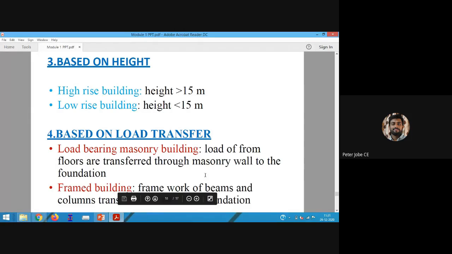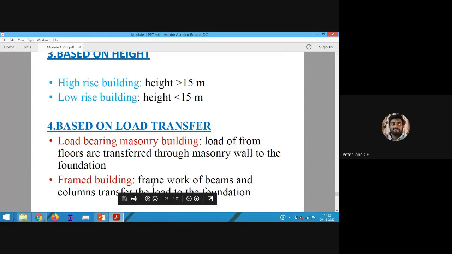If the masonry wall is designed to take the loads from above, it's known as a load-bearing masonry wall. And if it is not designed for that purpose, it's known as a non-load-bearing masonry wall. So in load-bearing masonry buildings, load from the floors is transferred through the masonry wall to the foundation.